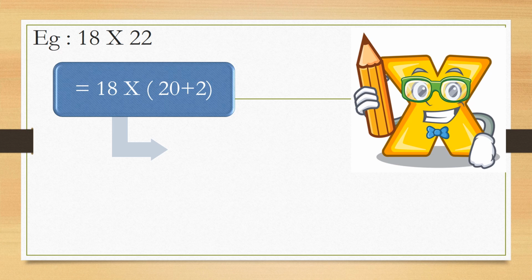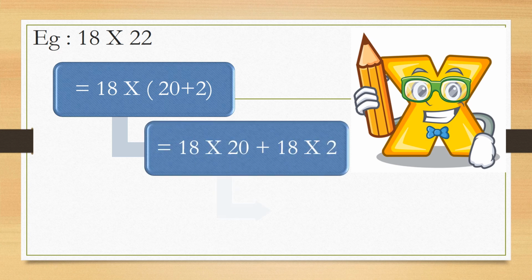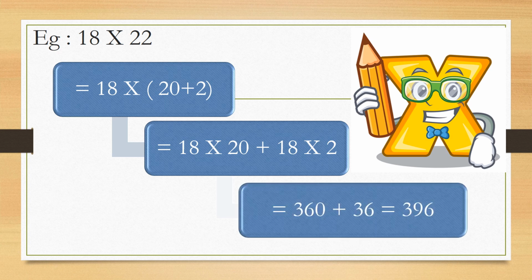The second step is you multiply 18 with each number inside the bracket. That gives us 18 into 20 followed by a plus sign and then you multiply 18 into 2. Now you multiply the numbers on both sides of the plus sign. So 18 into 20 gives 360 while 18 into 2 gives 36. And then you finally add them up and the answer is 396.